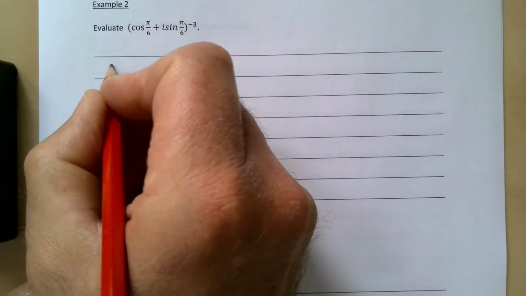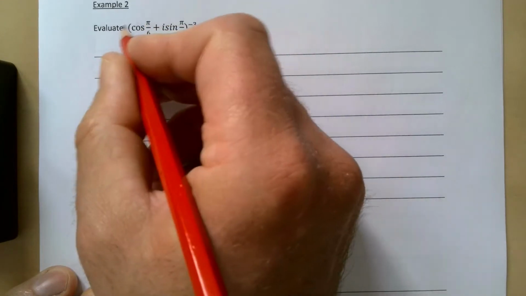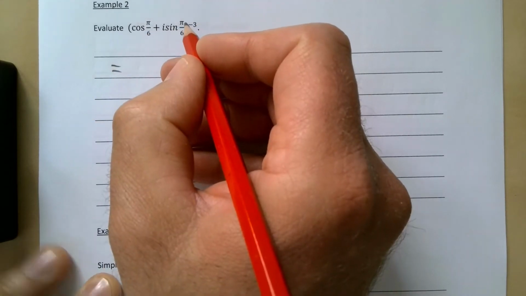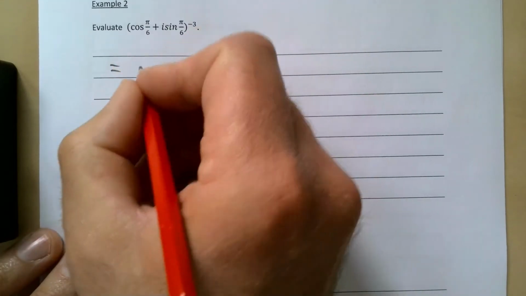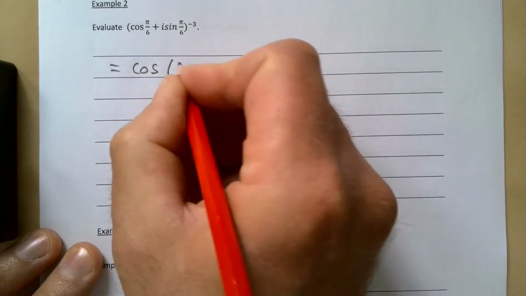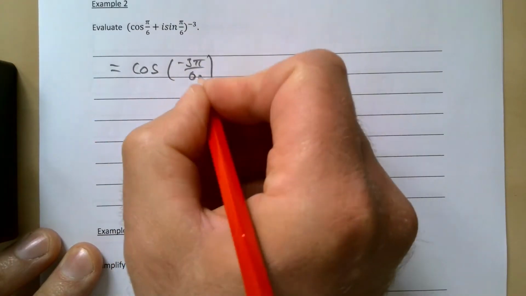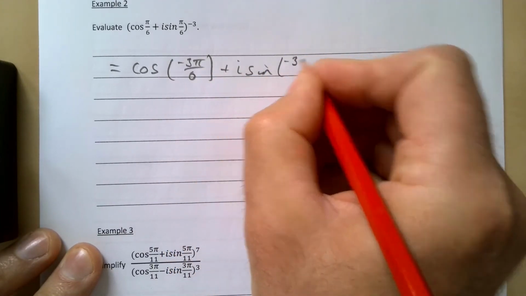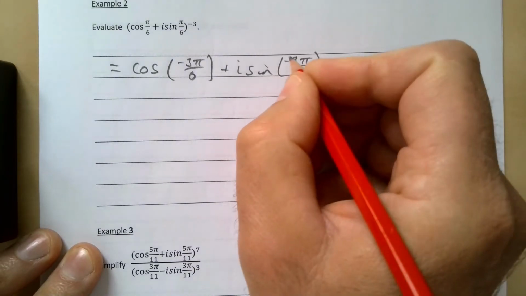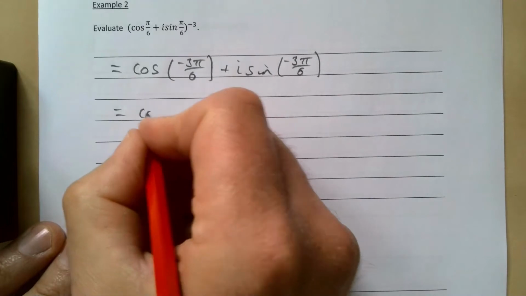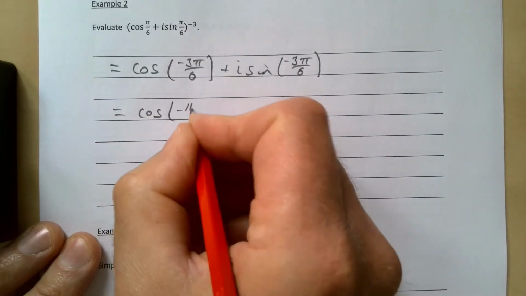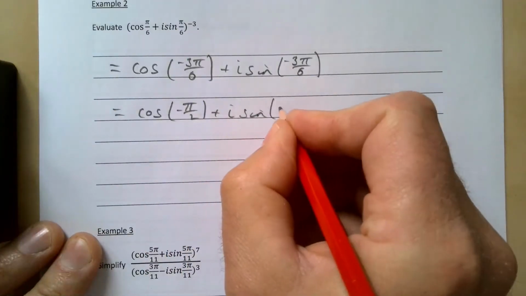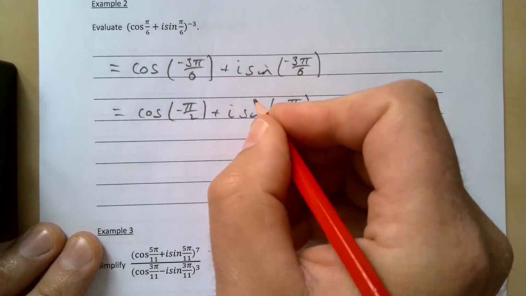Using De Moivre's theorem, we multiply through by the minus 3. If we put the 1 out the front, to the power of minus 3, it's just a 1, and then we multiply these by minus 3. So that's going to give us cos minus 3 pi over 6 plus i sine minus 3 pi over 6. Tidying up gives us cos minus pi over 2 plus i sine minus pi over 2.